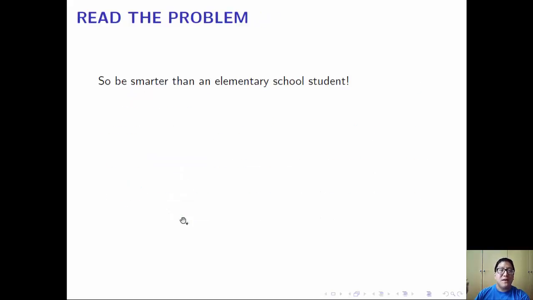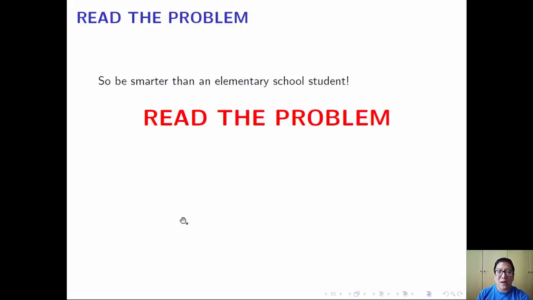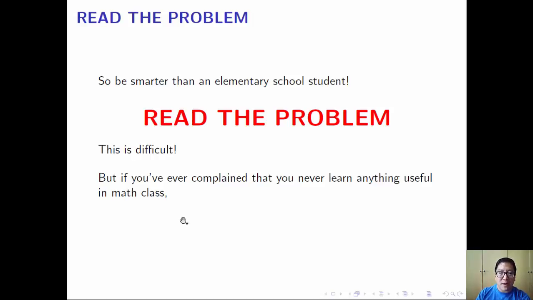So my hope is that you will be smarter than an elementary school student, and that you will, instead of randomly applying operations, read the problem. Yes, read the problem. Read the problem! This is hard, and I'll talk about some of the ways in which it's difficult. But on the other hand, if you've ever complained that we never learn anything useful in a math class, well, here's your chance.